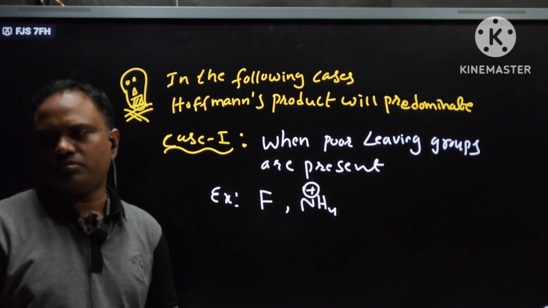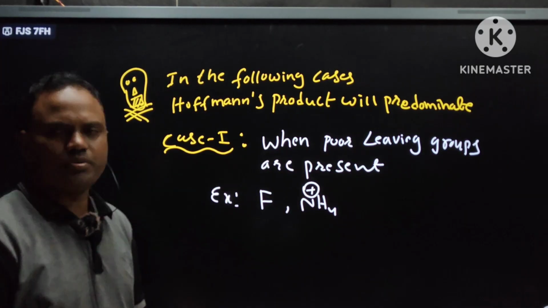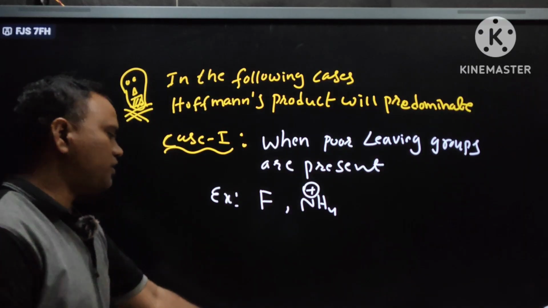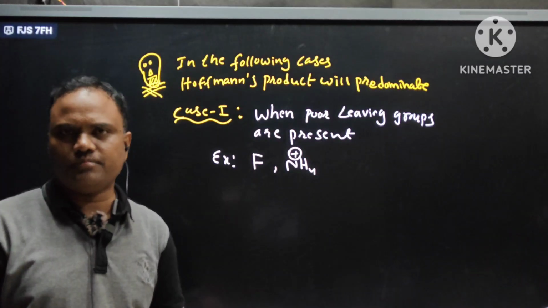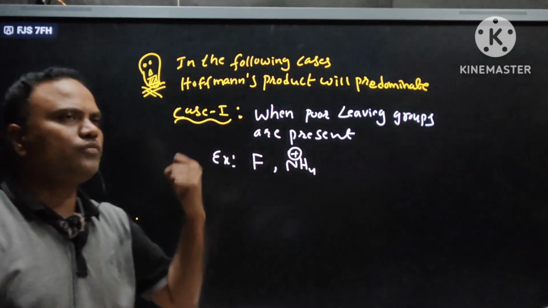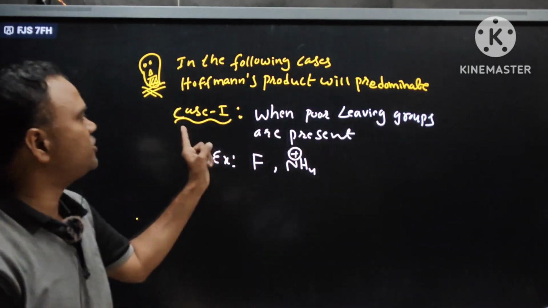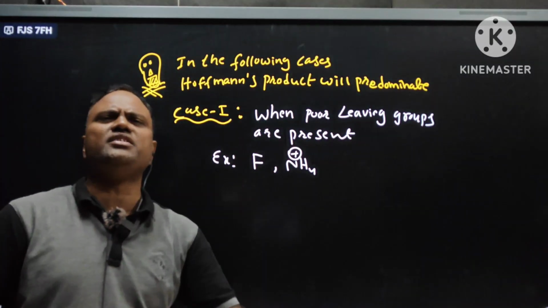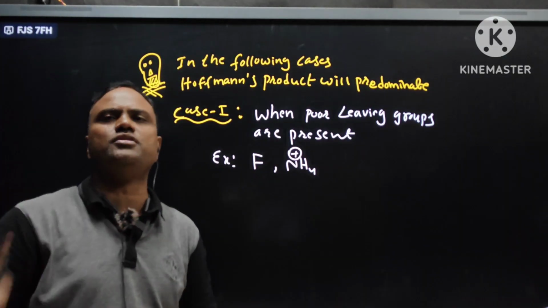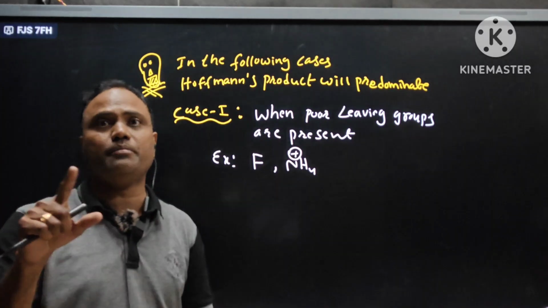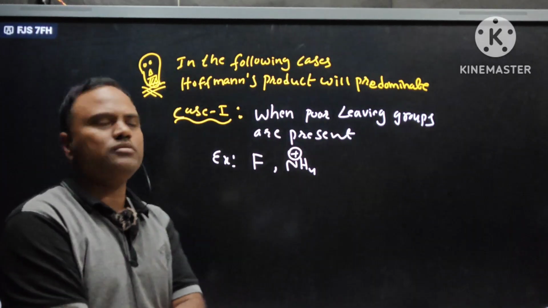Iodine is a good leaving group. Correct only, no? Fluorine is a poor leaving group. Case 1, is there any doubt? I will give the examples, and with the examples we will discuss, then you will get more clarity. When fluorine is present, you will get Hofmann product as the major product, because when a poor leaving group is present, Hofmann product will predominate. Otherwise, generally, only Saytzeff's. If you do not get any condition, then Saytzeff's is the major. But when they mention fluorine on the reactant side, then be careful.